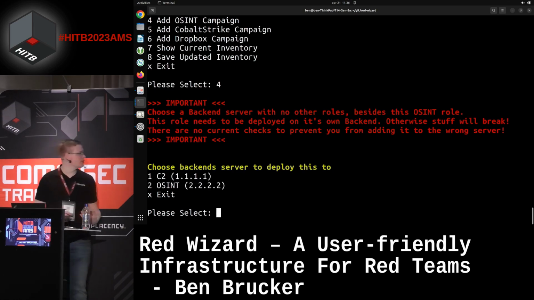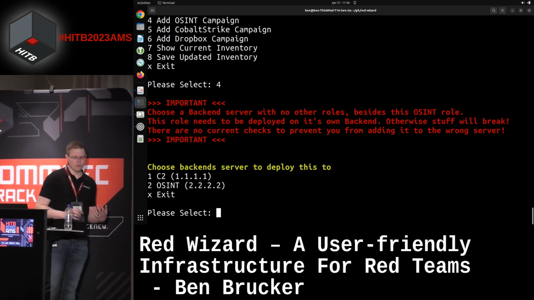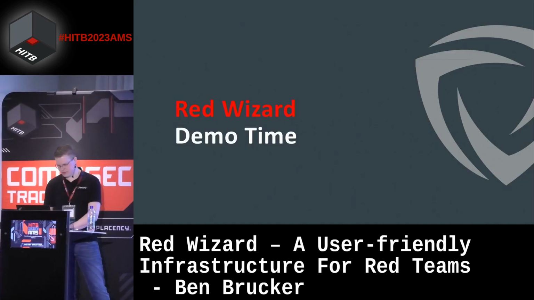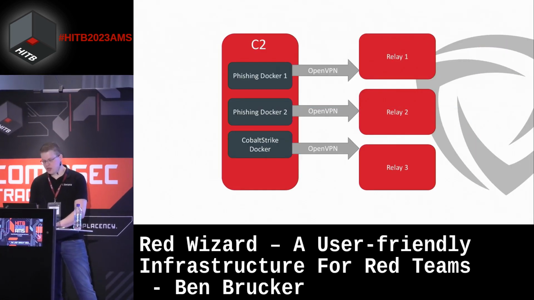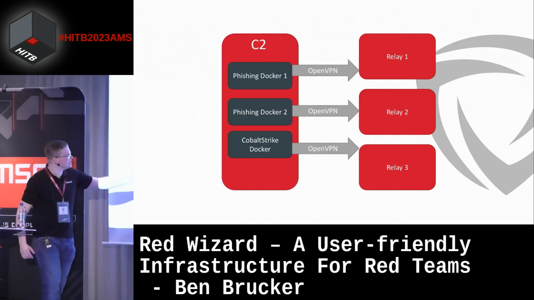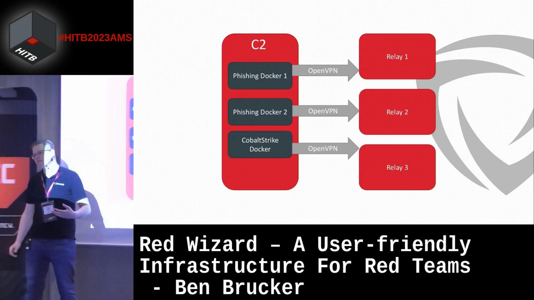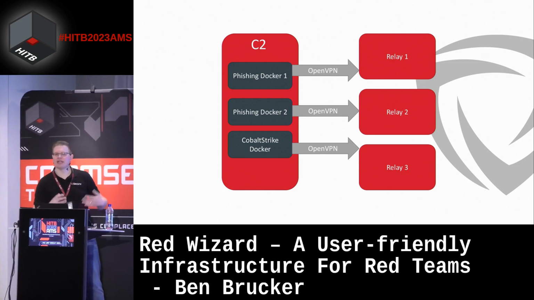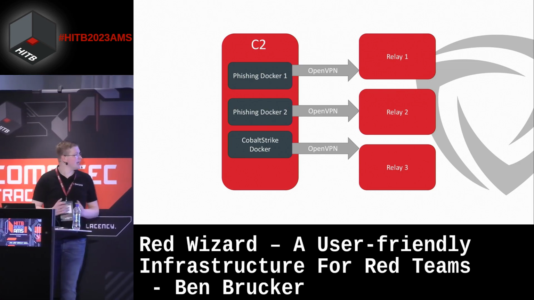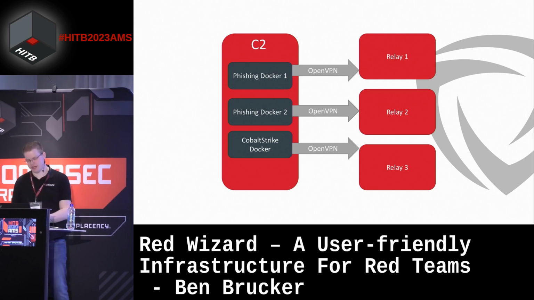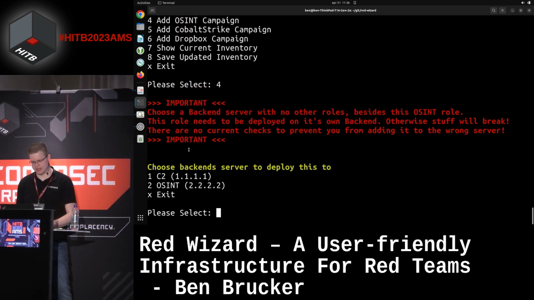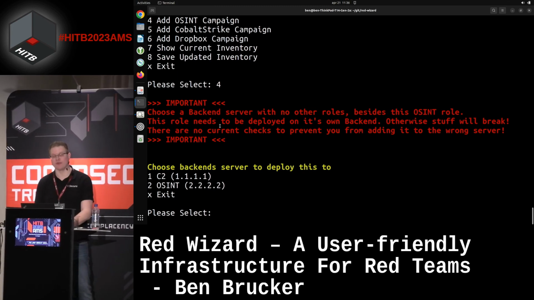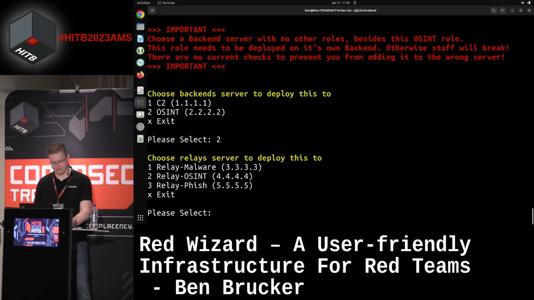You get a warning on this one because the normal C2, as I showed over here, on your C2 machine you have a number of Dockers running and they each have their own OpenVPN connection to a relay. The OSINT machine is a little bit different because the entire server will have an always-on VPN to a relay, and the normal deployment would break on that. So you need your own server for that, and that's why you get this big warning message to make sure that you don't deploy it on a server where you plan to deploy other stuff as well.